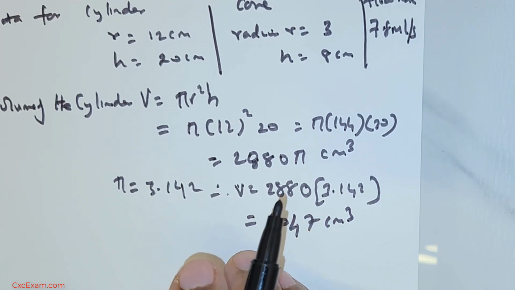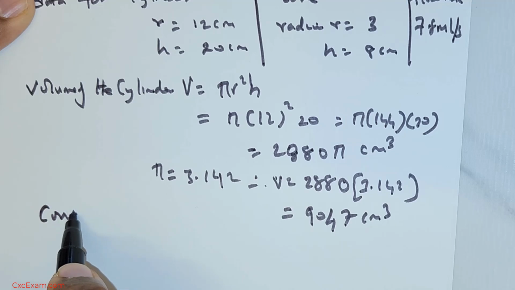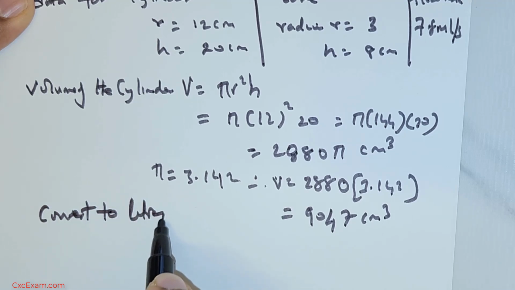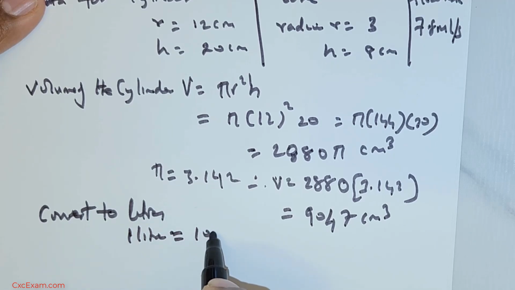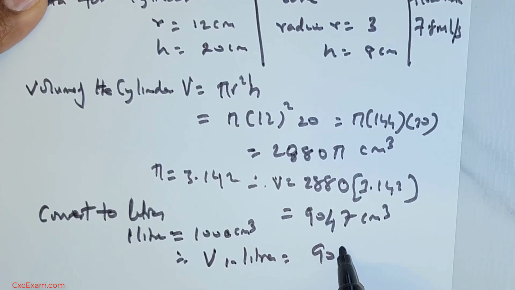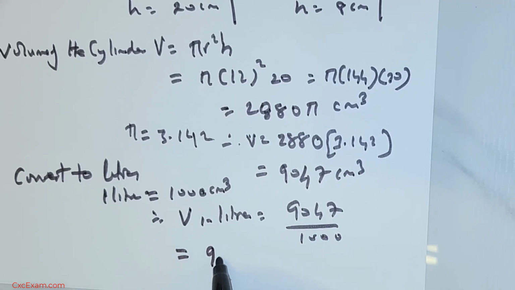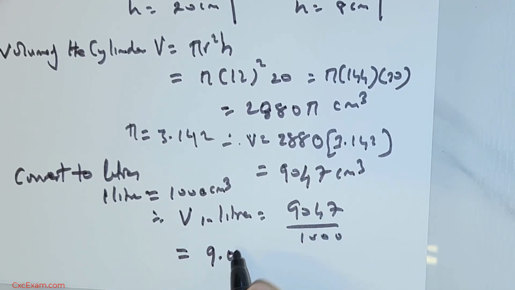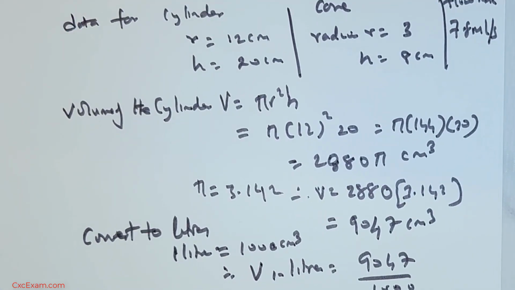cm cubed. Now we are actually asked to convert to liters. So 1 liter is equal to 1000 cm cubed. Therefore volume in liters is equal to 9047 divided by 1000. So that is going to give you 9.047, right? So I'm going to write it as 9.05, 2 decimal places, liters. So that's a solution.